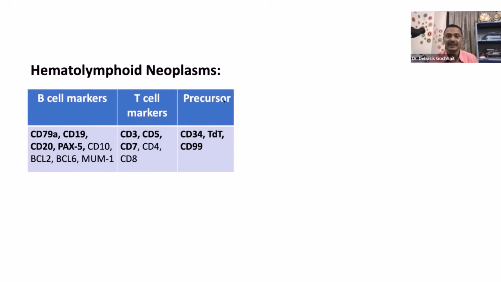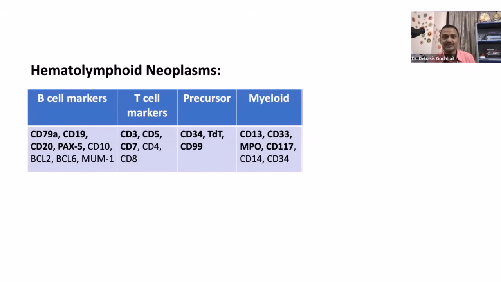Now you understood, these markers are not specific for B or T. They can come in B, they can come in T. But these are certain markers that are specific for a certain lineage. Again, remember one thing, I have tried to put it in a very simplified way. In real life, there is a lot of overlap. It is not as simple as I am putting it, but for simple understanding, I put it this way.